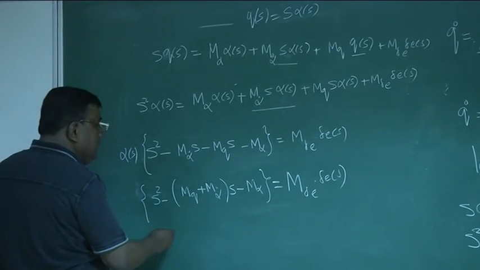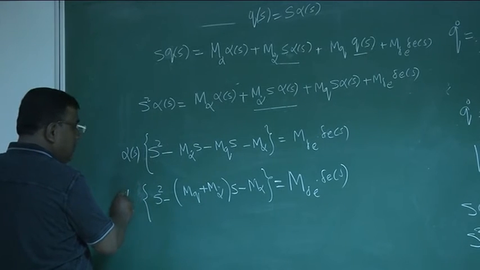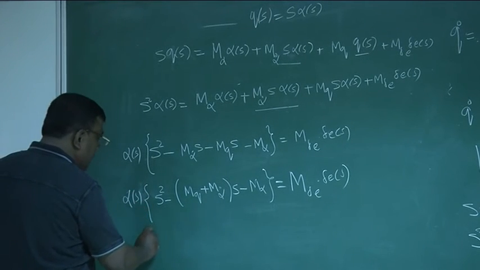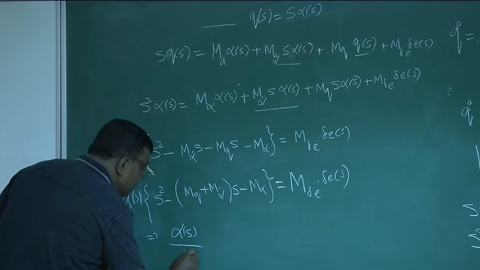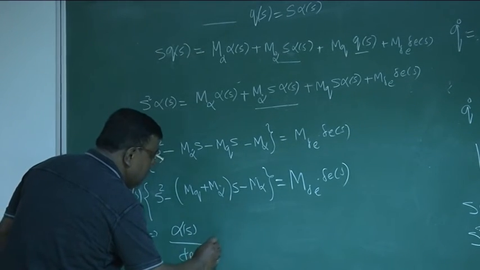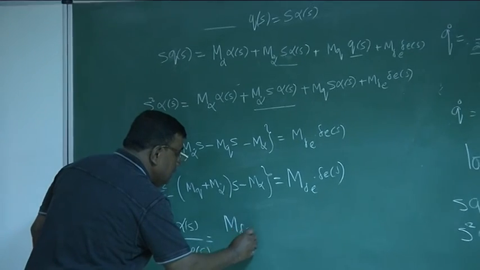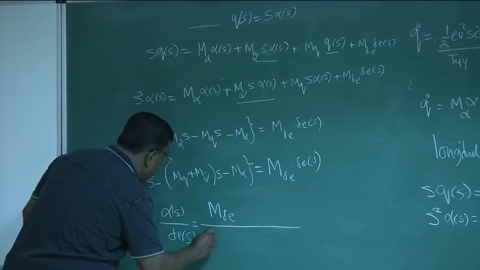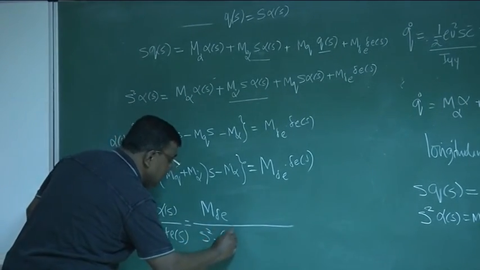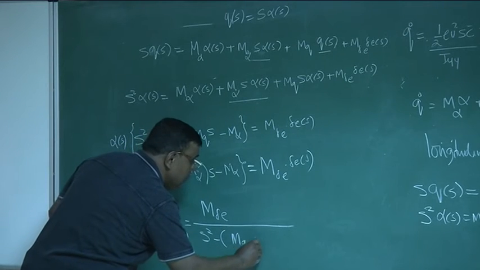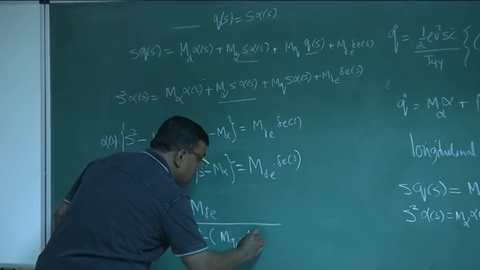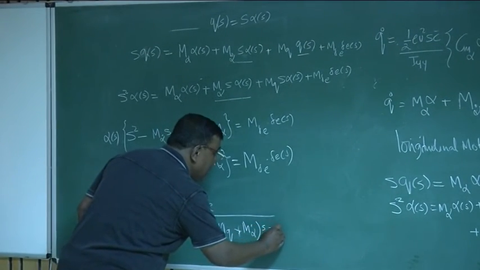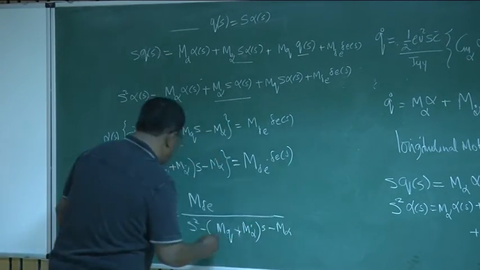So now I can write this as, here alpha S has to come. Okay? So I can write alpha S by delta E of S is equal to M delta E by S square minus MQ plus M alpha dot S minus M alpha. Okay?